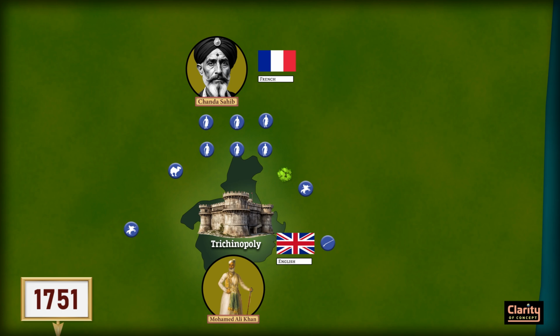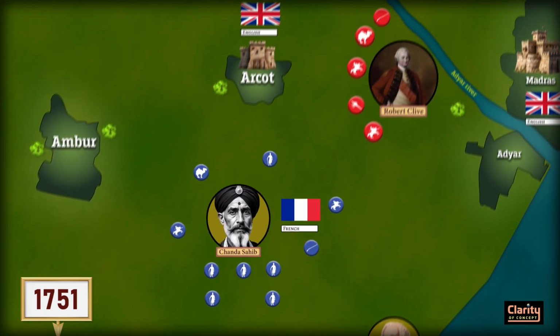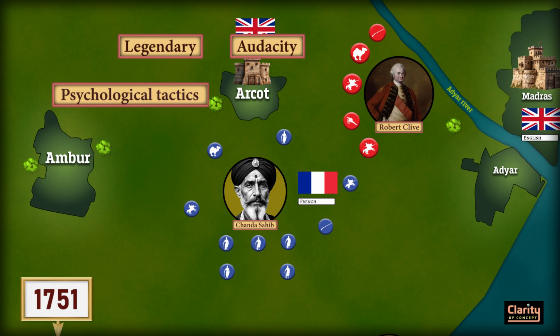The unexpected assault on Eyre Coote threatened the French position, compelling them to divert troops away from Trichinopoly to defend Eyre Coote. This strategic diversion successfully relieved the pressure on Trichinopoly, allowing the British and their ally Muhammad Ali to hold out. Clive's capture of Eyre Coote not only disrupted the French plans but also became legendary for its audacity. It showcased Clive's ability to use psychological tactics and diversionary strategies.